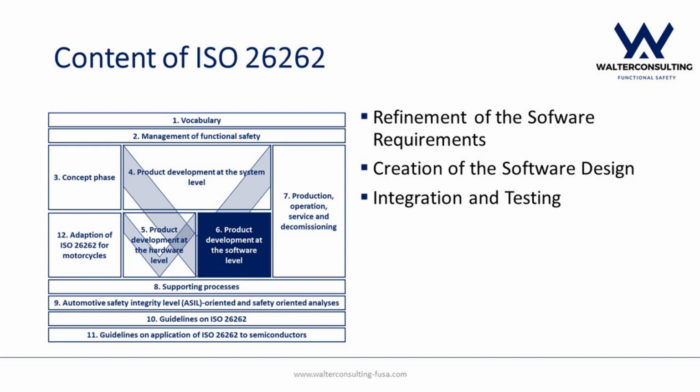Chapter 6, product development at the software level, is very similar to the hardware level. The software requirements are refined, and also the software design is described, as well as integration and testing according to the V model.